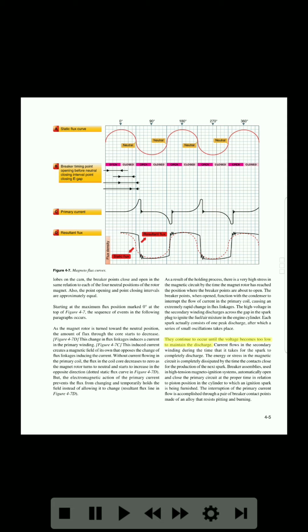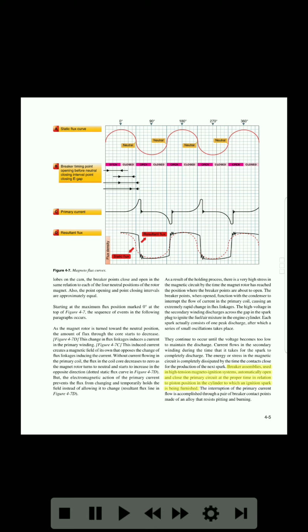They continue to occur until the voltage becomes too low to maintain the discharge. Current flows in the secondary winding during the time that it takes for the spark to completely discharge. The energy or stress in the magnetic circuit is completely dissipated by the time the contacts close for the production of the next spark.